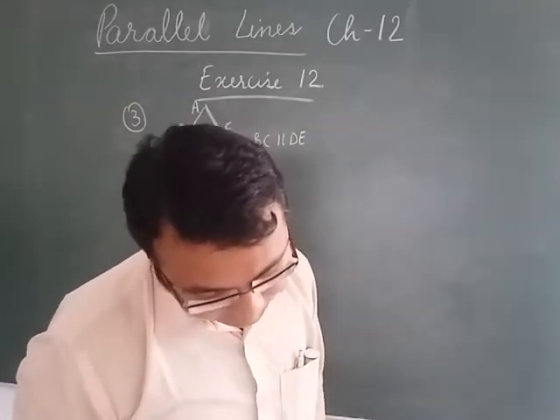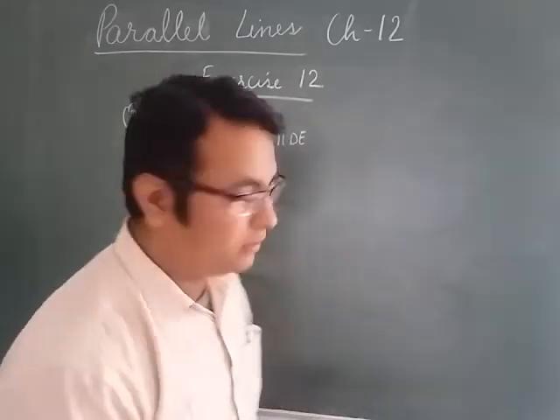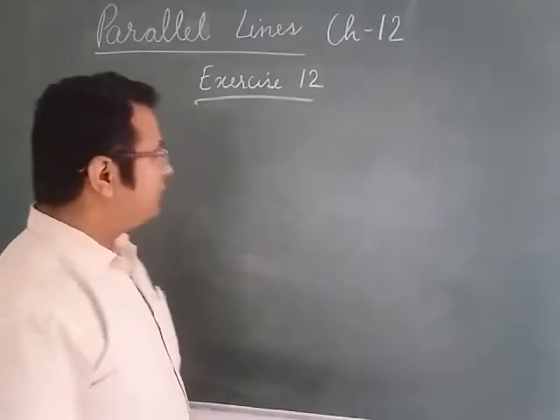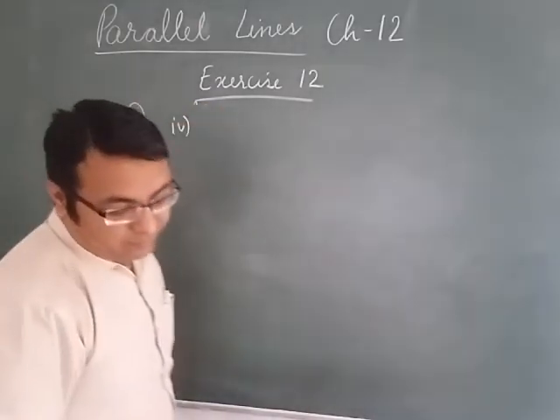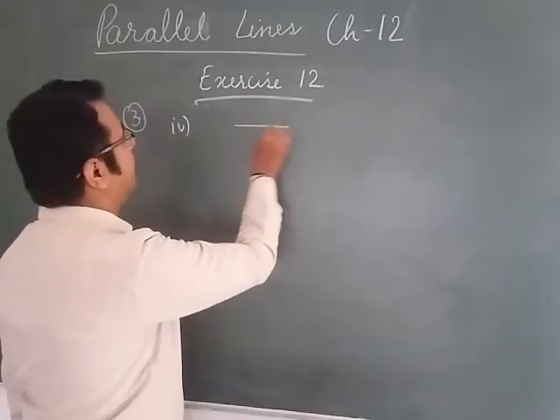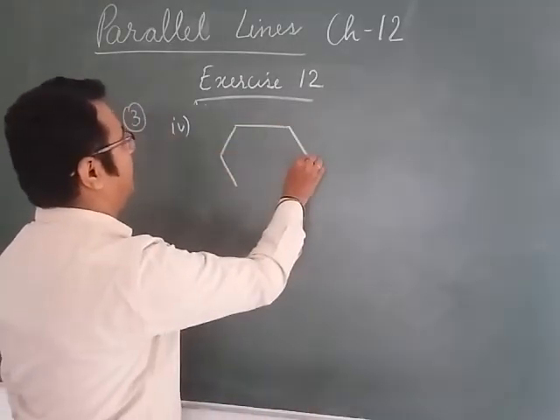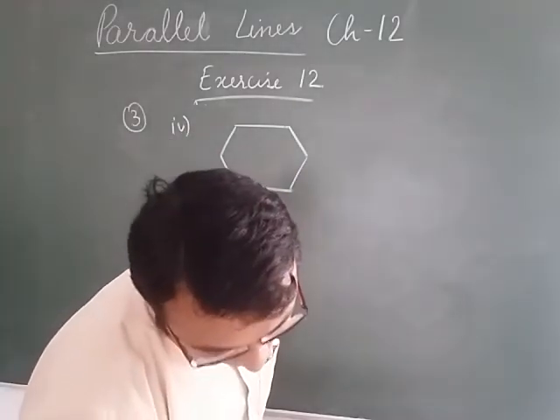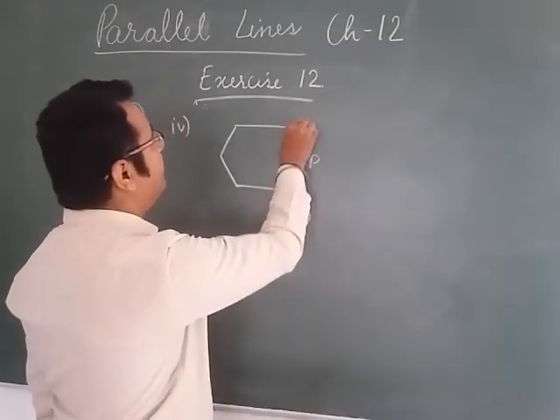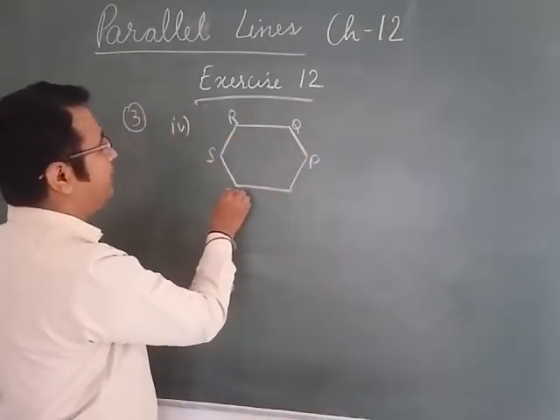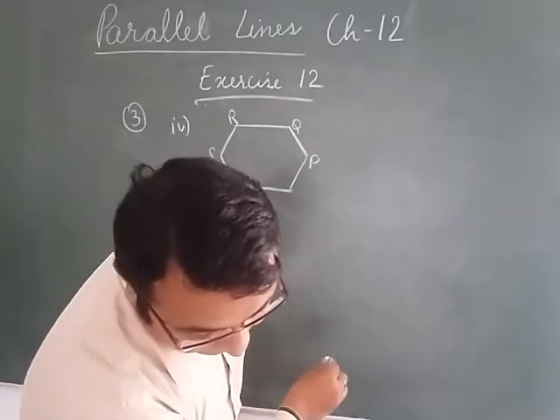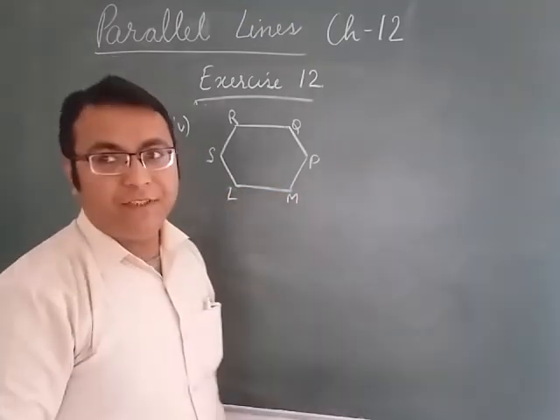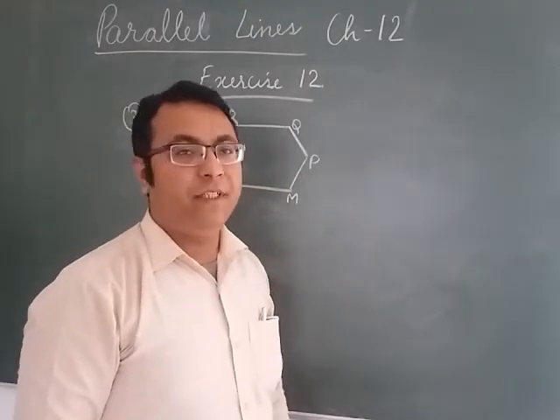Similarly, let's take figure number 4. In figure 4, there is a hexagon given. The names are P, Q, R, S, T, L and M. So here in this figure we need to identify which pair of lines are parallel.